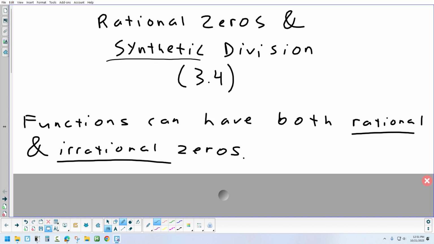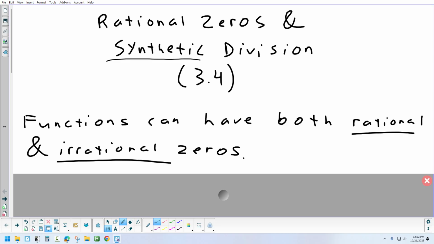All right, when we're looking for where our graph crosses the x-axis, right? We're looking for the roots. The roots, or the zeros, can cross the x-axis at rational spots and irrational spots. What does it mean if a number is rational? Remember, what does rational mean?